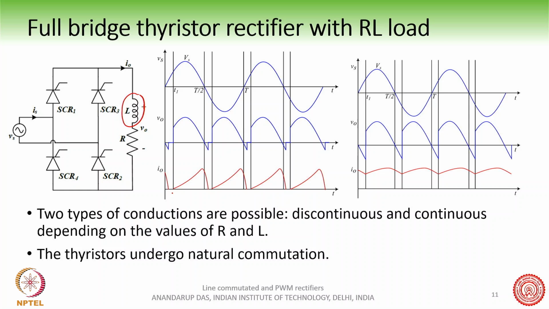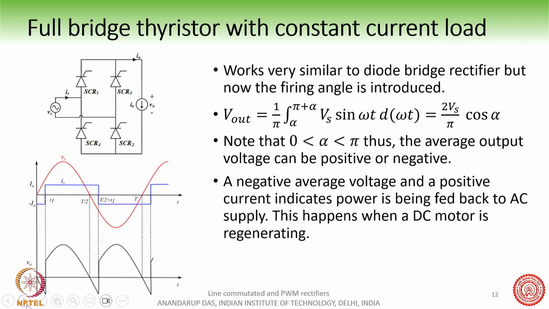What is important to note here is that the current comes to 0. So this is the DCM mode of operation and this is the CCM mode of operation. Here in DCM mode, the current comes back to 0 again, goes to a peak and comes back to 0 like this. Whereas in CCM, the current will never touch 0. So this is how the thyristors will conduct in this.